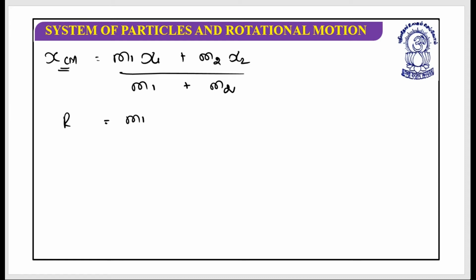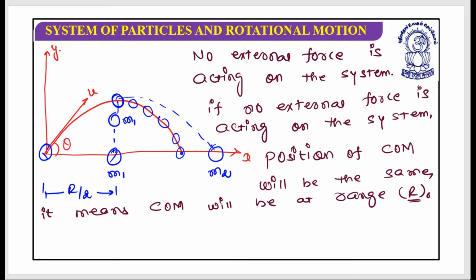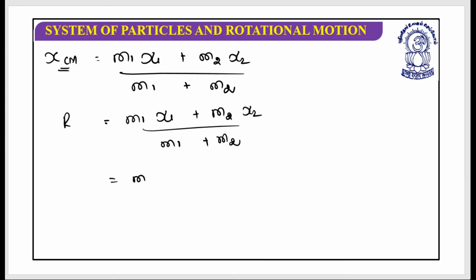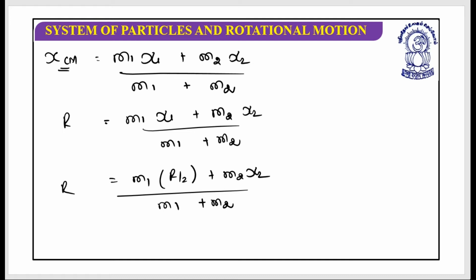This is m1 into x1 plus m2 into x2 divided by m1 plus m2, while x1, look at this, is at half of the range from this position. So x1 is R by 2, giving m1 into R by 2 plus m2 x2 divided by m1 plus m2, equals range. This could be written as m1R plus m2R equals m1R by 2 plus m2x2.